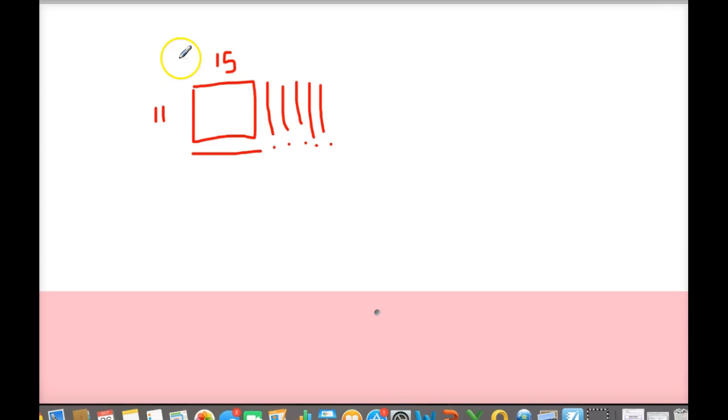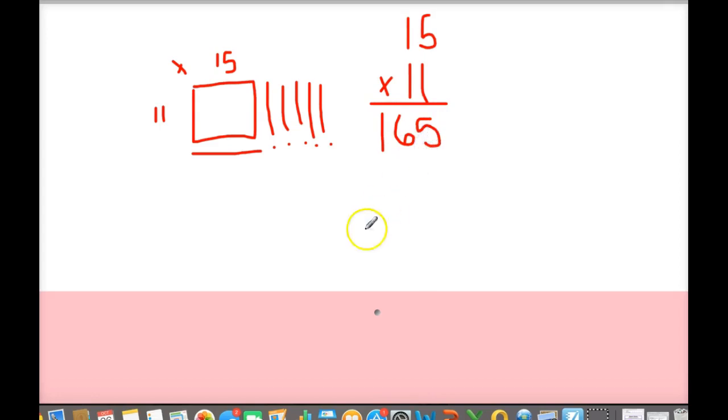If you think about it, this is an array if we were to do it in a grid. And if you think about 11 times 15, what's 11 times 15? Well, 11 times 15 just happens to be 165. So I know that my answer to 165 divided by 11 equals 15.